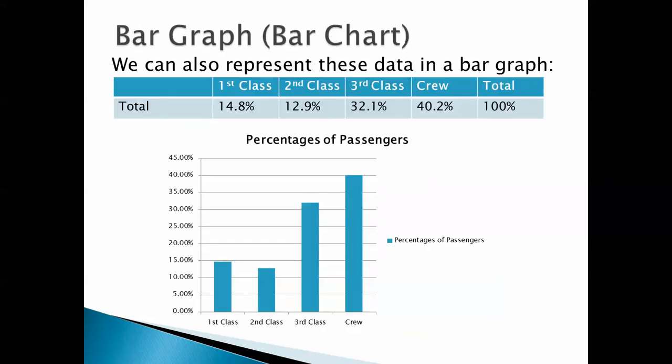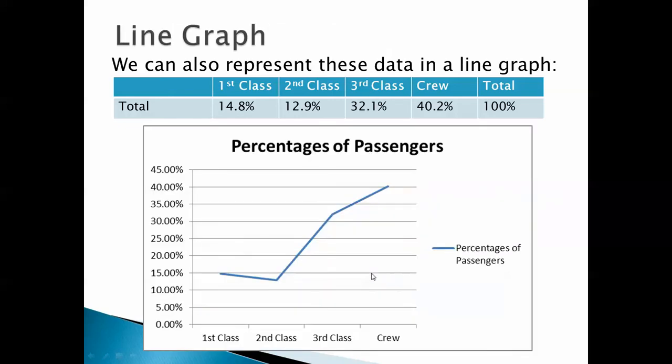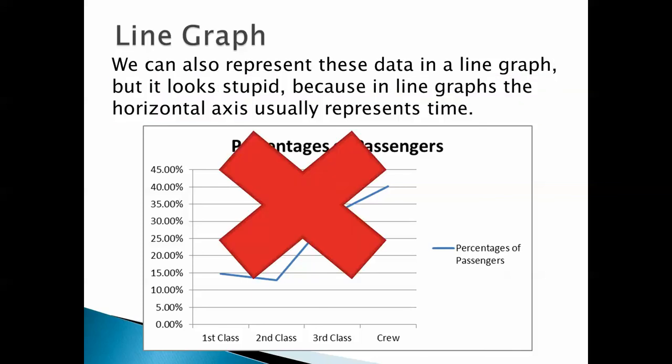We can also represent these data in a bar graph. Okay, same data, but here we're representing them differently. First class, second class, third class, and crew. We can also represent these data in a line graph, but it looks stupid because in line graphs, the horizontal axis usually represents time, not moving from first class to second class to third class to crew. So a line graph is a bad idea in this case.